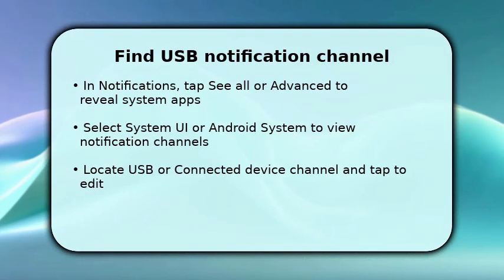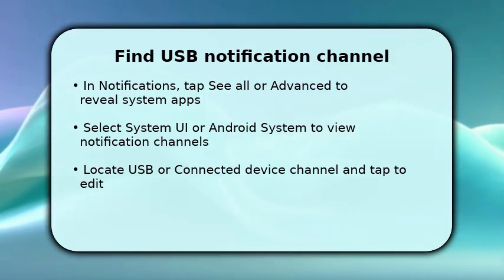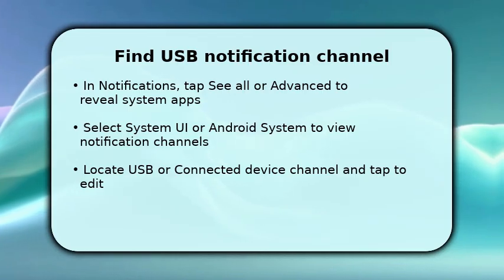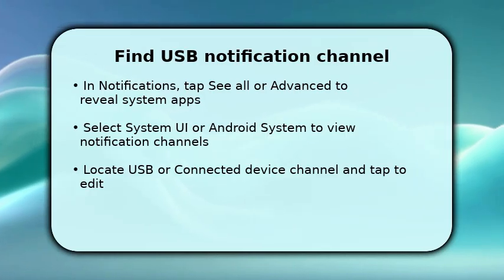Once in Notifications, tap See All or Advanced to reveal system-level apps. You need access to Android System or System UI. Then open that app's notification channels and look for labels like USB, connected device, or external storage.